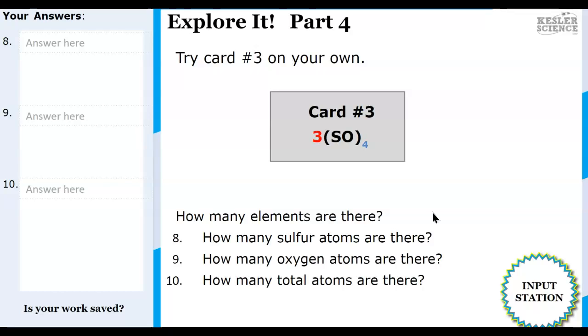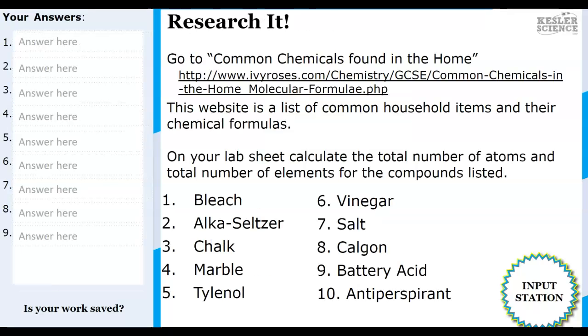Explore number 4. Try card number 3 on your own. How many sulfur atoms are there? How many oxygen? How many total atoms are there? Pay attention to your subscripts and pay attention to your parentheses and pay attention to your coefficients.